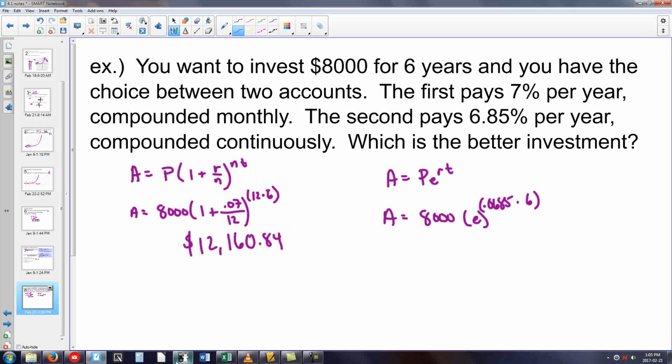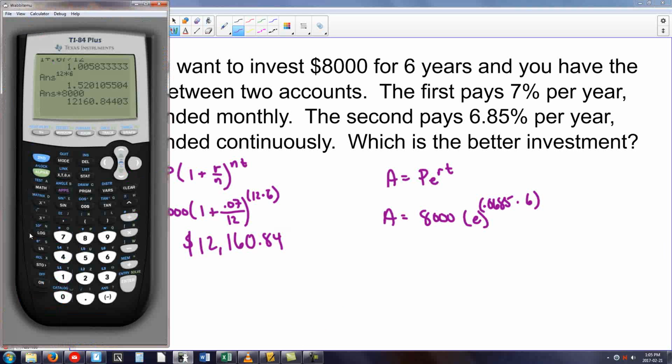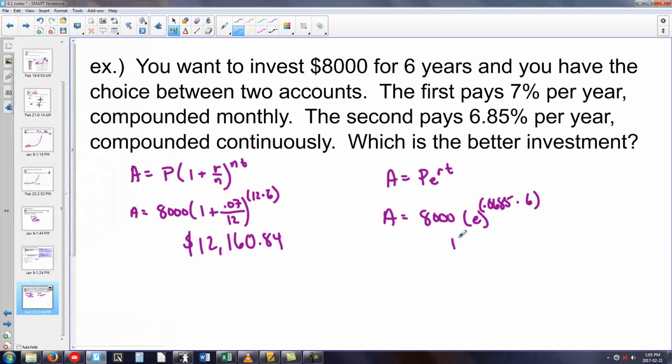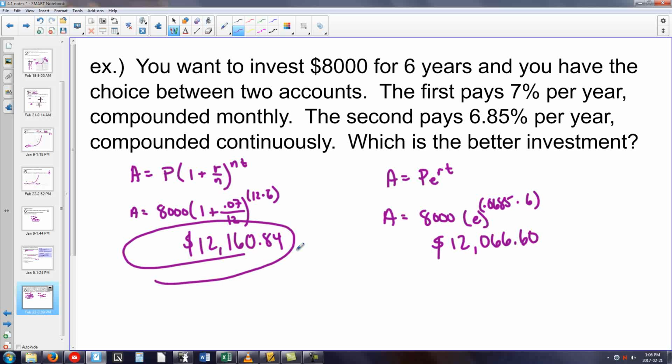Over here we do it again, but this time with the Pert equation, or the compounded continuously. And this one's a little easier to type in. 8,000 e to the 0.0685 times 6. And I'm going to get $12,066.60. So the better investment in this case is my compounded monthly account.